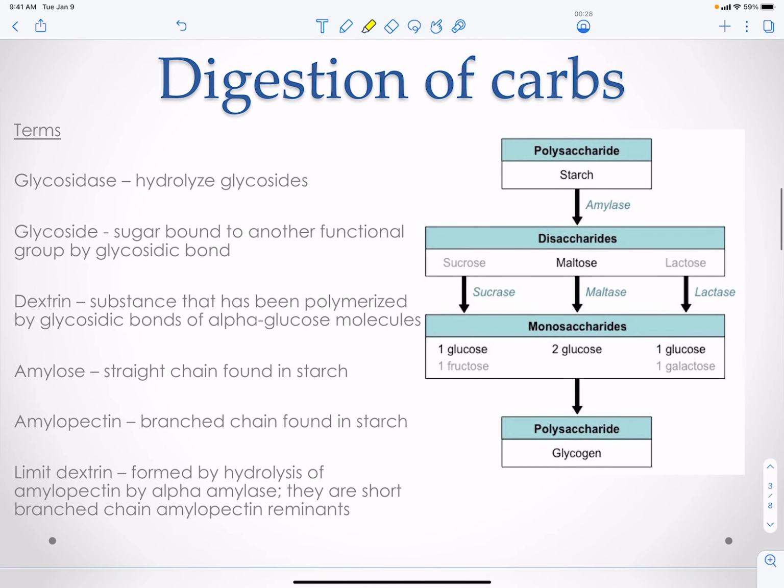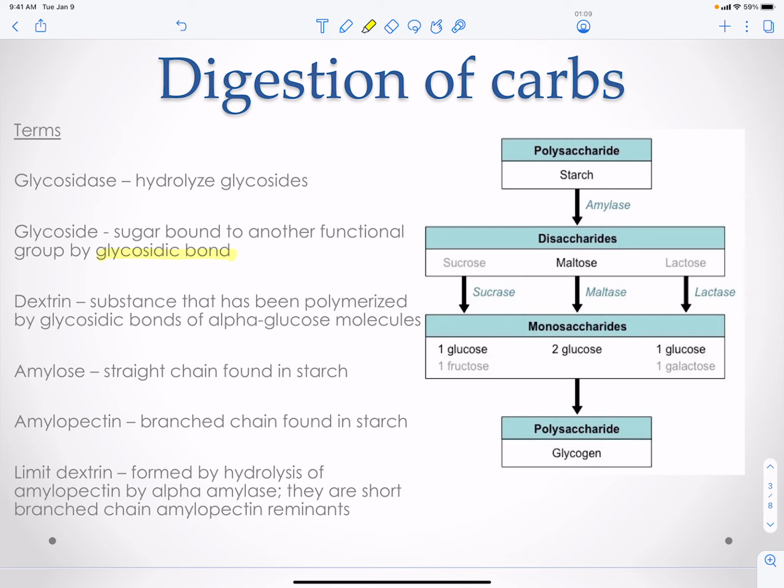Some terminology I'd like to introduce before we get into how these carbohydrates are digested. We have our enzymes, our glycosidases, that are going to hydrolyze our glycosides, which are basically our carbs. A glycoside is a sugar bound to another functional group by a glycosidic bond, and that's going to be the target of our glycosidase. We've already talked about glycosidic bonds: the alpha-1,4, the alpha-1,6, the beta-1,4, beta-1,6. And so we have glycosidases that are able to target different glycosidic bonds.